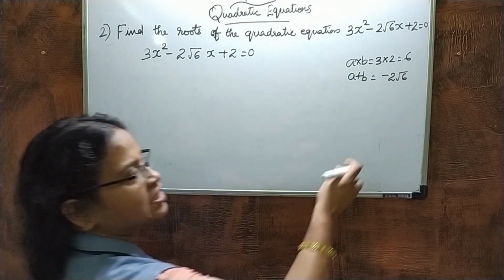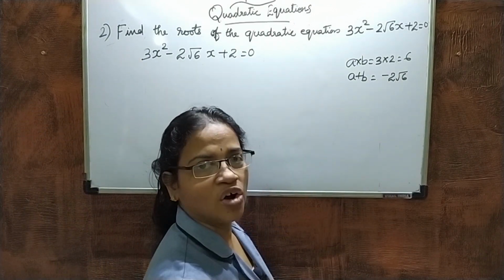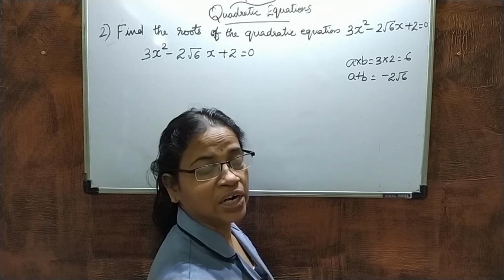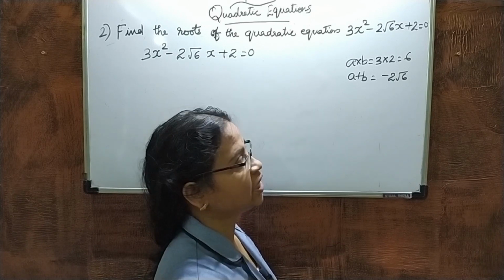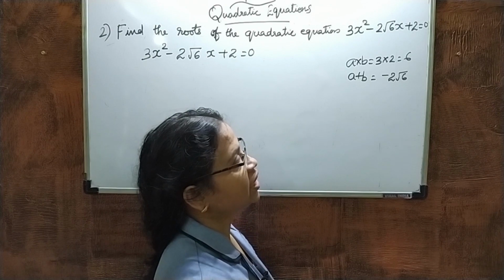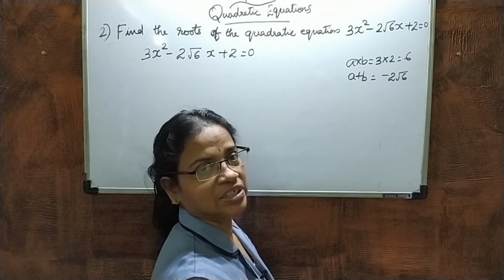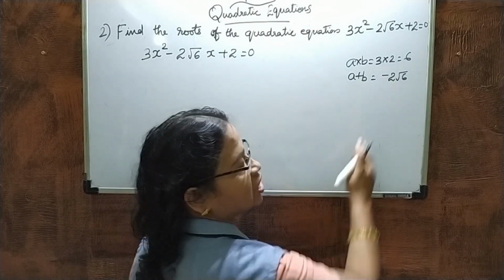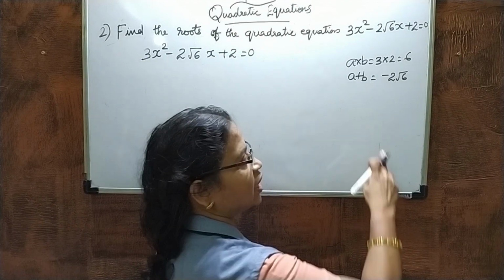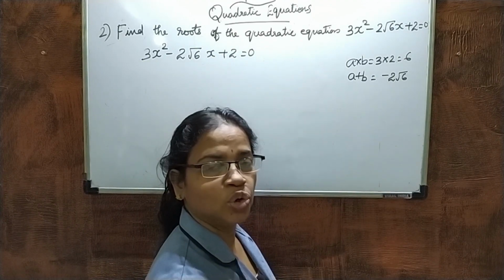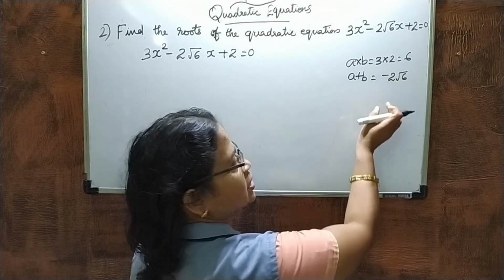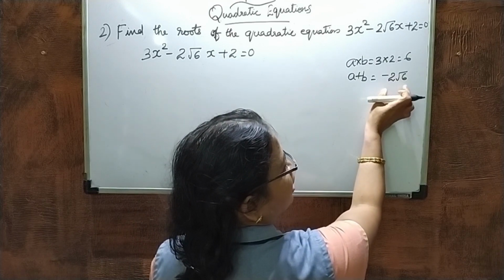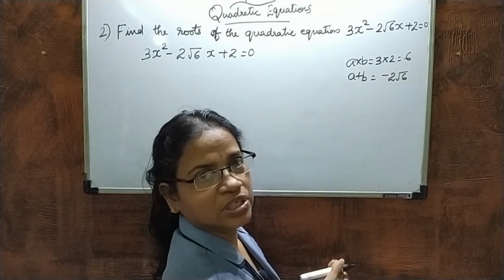Just find out what are the factors of 6. 6 into 1 is equal to 6. Then 3 into 2, 6. So these are two factors. Can you find out a plus b there? Will you get this negative 2 root 6? No. So what can we do then? Just find out the factors of this negative 2 root 6.